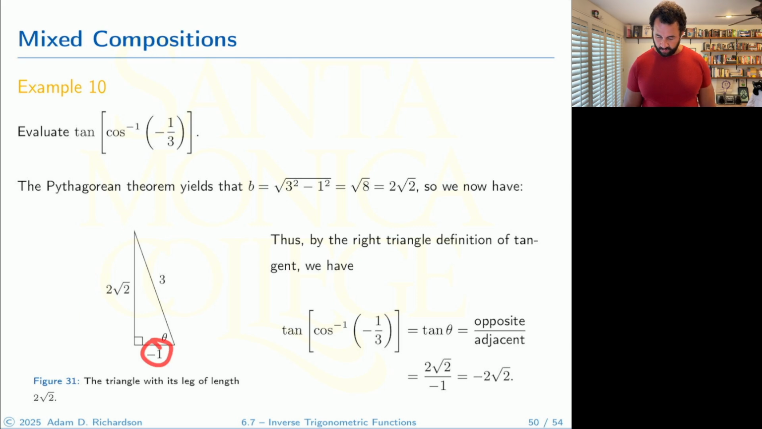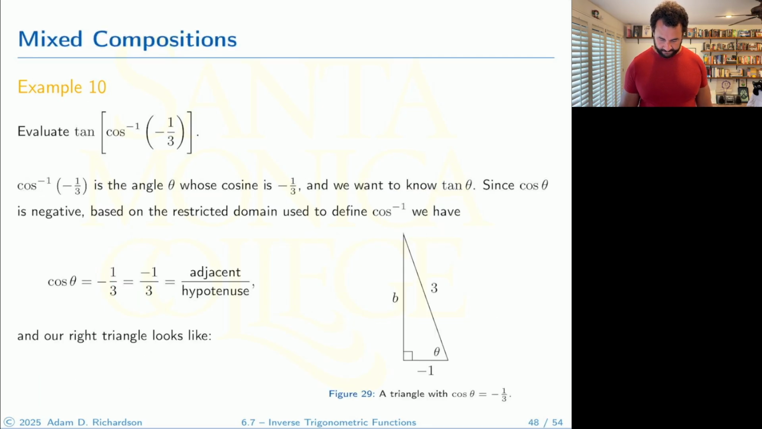Oh, did I jump ahead too far? I jumped ahead too far. My bad. Here we go. So this is my triangle, -1, and the hypotenuse is 3. Now, we want to know the tangent of that angle, the tangent of theta. So tangent is opposite over adjacent.